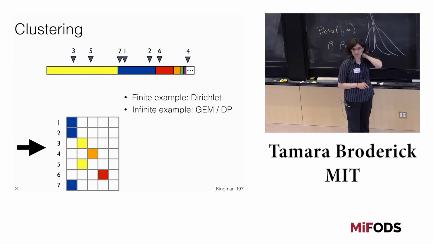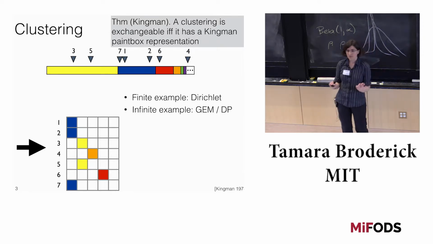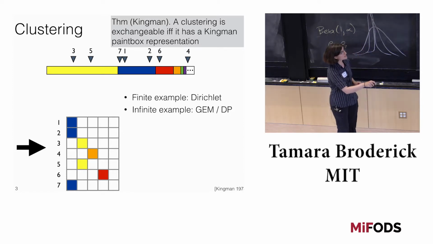from the IID uniforms. Now, the really amazing thing is that Kingman in 1978 showed the converse is true. That if I have any exchangeable clustering, all I know is that it's a clustering and that the order doesn't matter, then this random partition must exist. There must be a random partition. It could be random. It could have a countable infinity of elements. It could have a finite number. It doesn't matter. But there is such a random partition, and I can put down these uniform random variables and recover the original distribution of my assignments of data points to clusters.